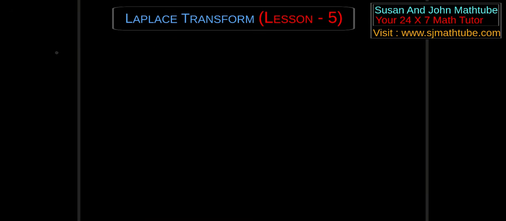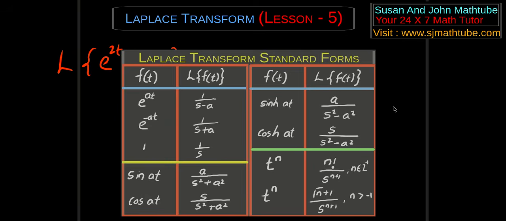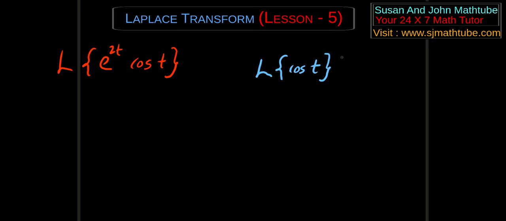Please write the first question. Find the Laplace transform of e power 2t into cos t. Okay, so what I'm going to do is, I'm going to write Laplace of cos t because I know the Laplace of cos t. What is the Laplace of cos t? I hope you don't want the formula. Anyway, I'll display it here. Okay, so what is Laplace of cos t? And this is equal to, it starts with c, so it starts with s by s square plus 1.